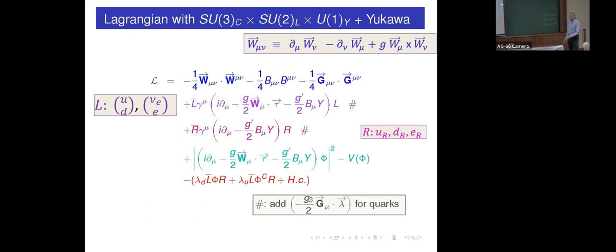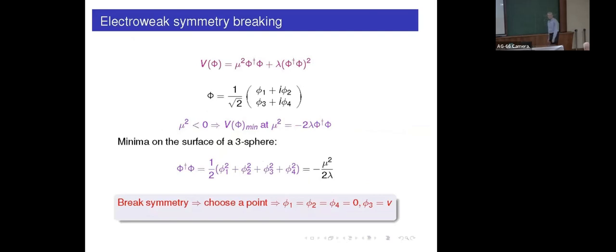The solution of this big problem is obtained by the mechanism of electroweak symmetry breaking. Okay, and that is the importance of the Higgs. So electroweak symmetry breaking, what happens? I will not go through all the calculations, but I will indicate to you what is being done.